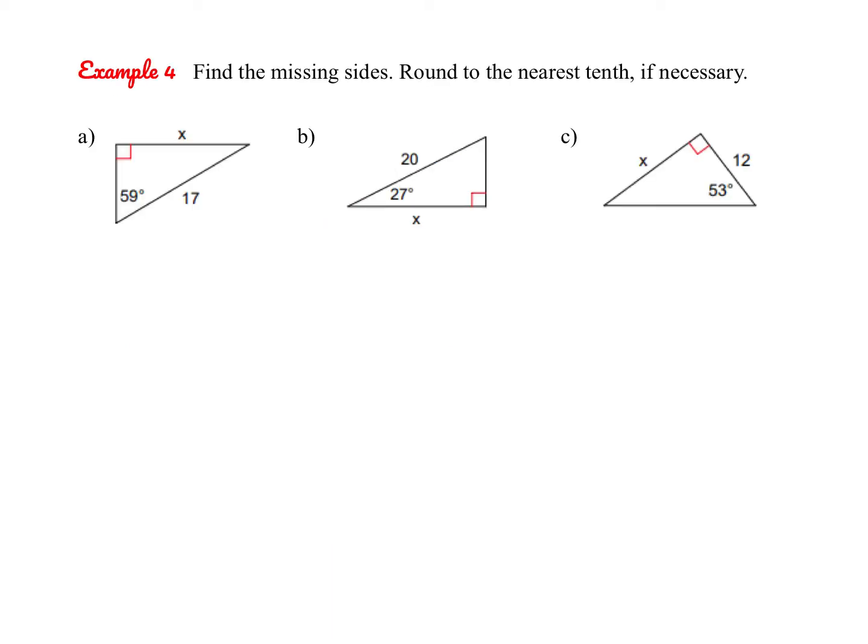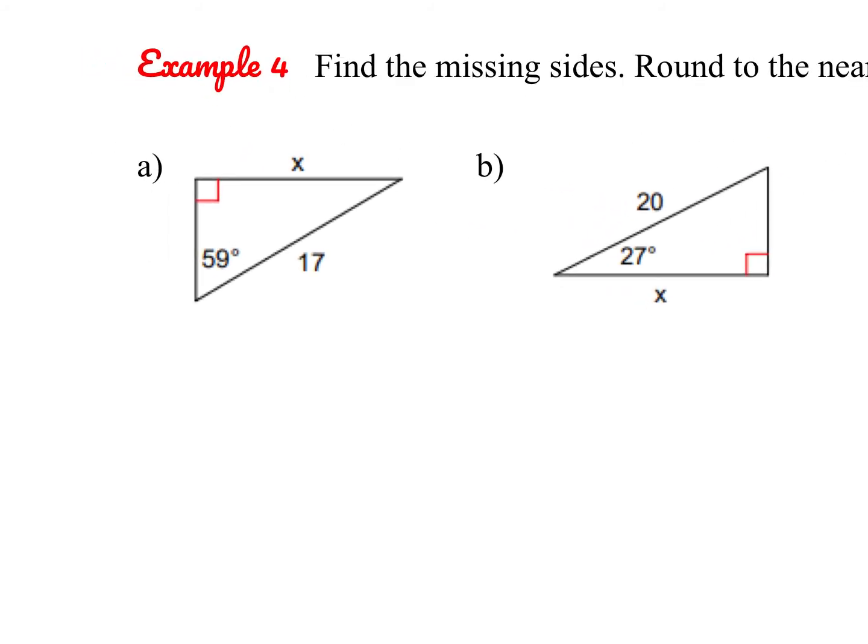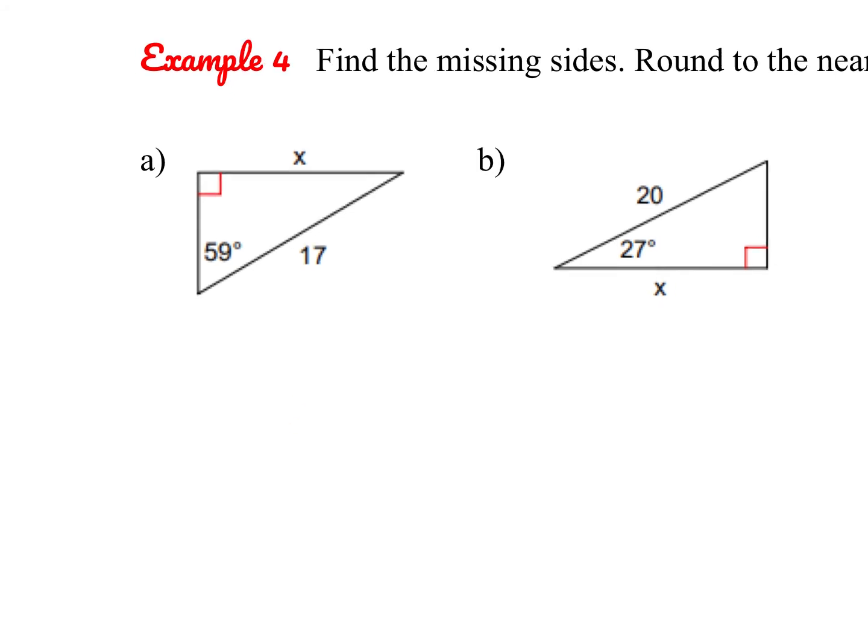Okay, so now we're going to try using our trig ratios in a slightly different way. You can see in all of these examples, we are given one of our acute angles, and then we are also given one side length of our right triangle, and we're asked to find a missing side length. Here, I cannot do Pythagorean theorem because I only have one side length, and you need at least two. So we're going to need to use a trig ratio.